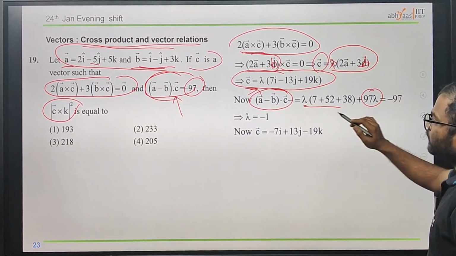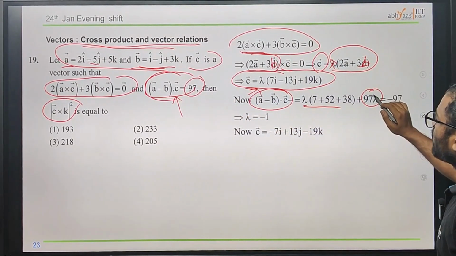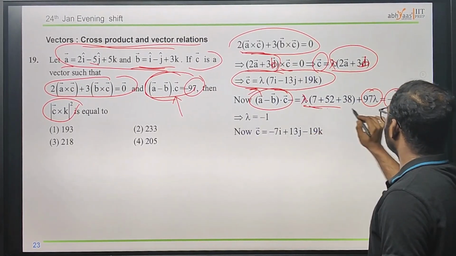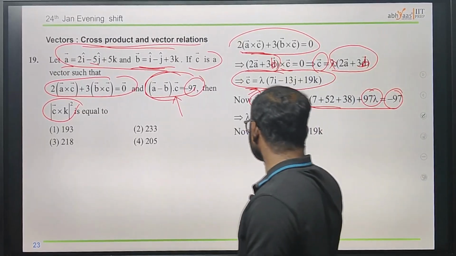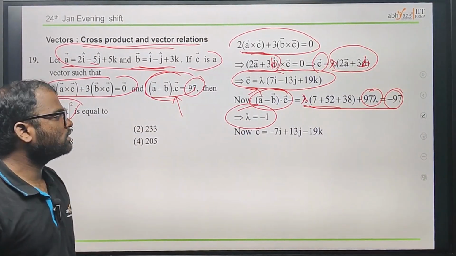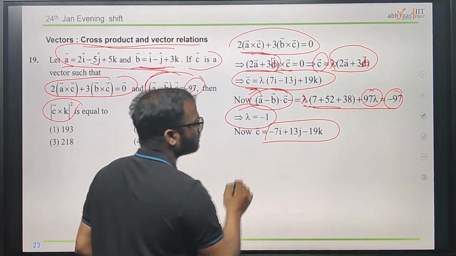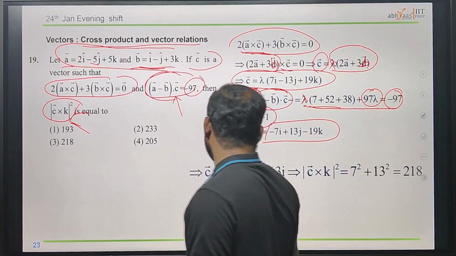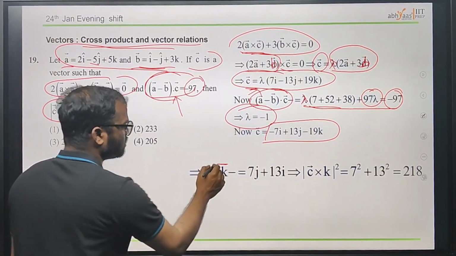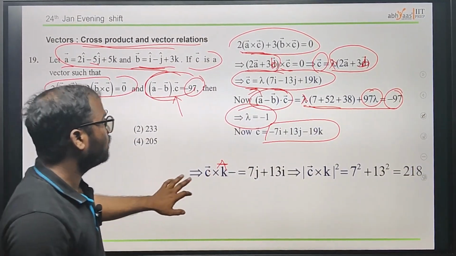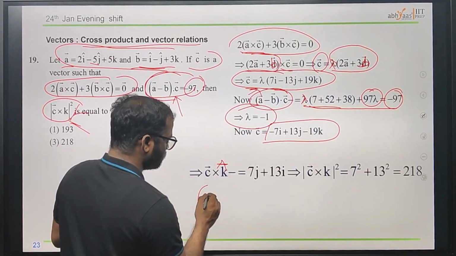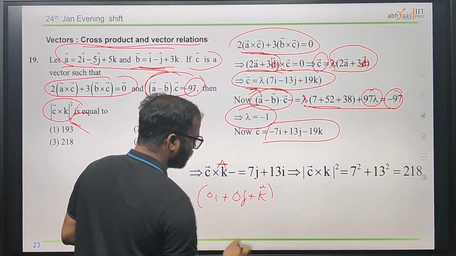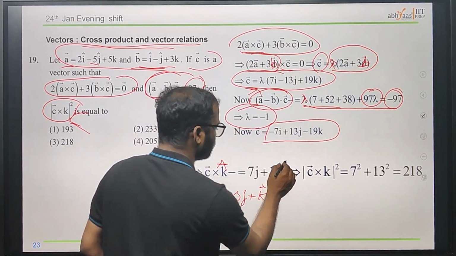We are already given minus 97, and that means we have 97 lambda, which is equal to 97. Now simplifying this, we will get lambda as minus 1. Now we got c bar as this. Substituting in this, we will get c bar into k bar, not k bar, it is k cap, which is a vector, here we have 0i plus 0j and 1k, k cap. I hope you understood what I'm talking about.